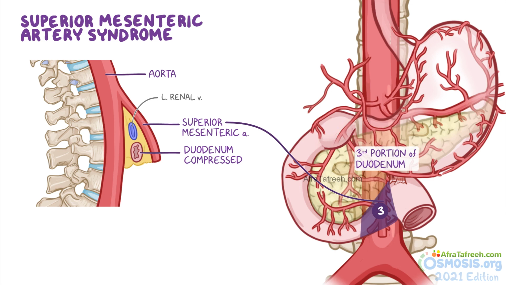Typically, the duodenum crosses anteriorly to the aorta at the L3 vertebral level. The superior mesenteric artery arises from the anterior part of the aorta at the level of L1 and extends downwards into the mesentery as it goes on to supply the small and large intestines.